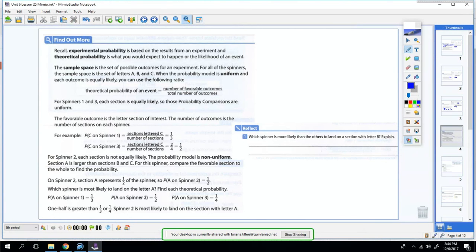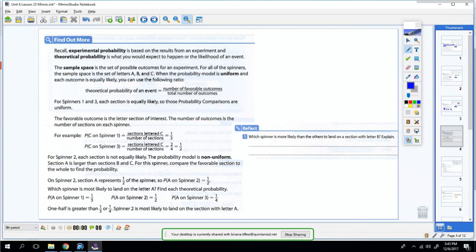So what we've been doing is finding the theoretical probability. For spinners 1 and 3, each section is equally likely. So these probability comparisons are uniform. Uniform means that they're the same. They're all equal. The favorable outcome is the letter section of interest. The number of outcomes is the number of sections on each spinner.